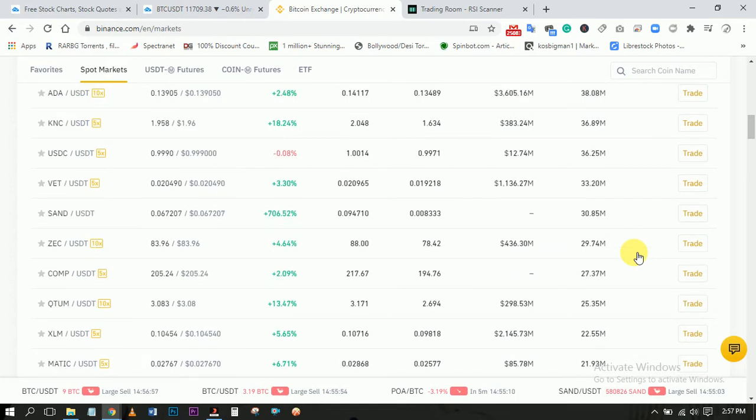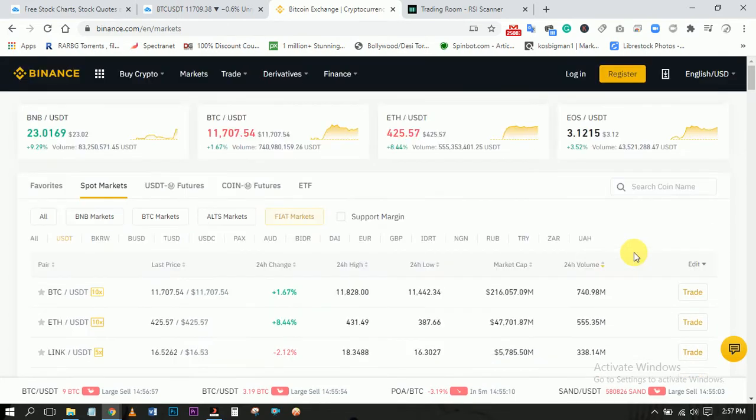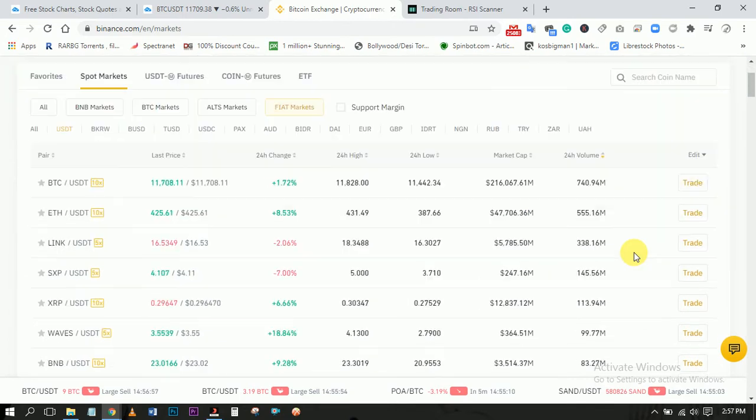Let me show you this. On this platform, can you see this? Okay, can you see that on this chart now? You can see the pairs, you can see your last price, you can see the 24-hour changes, which is a percentage. You can see the 24-hour high and low. You can see the market cap. You can see the 24-hour volume.